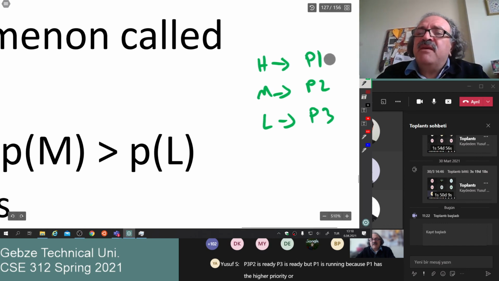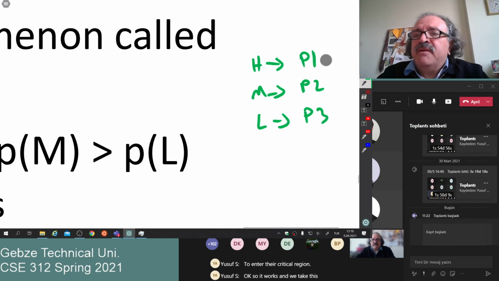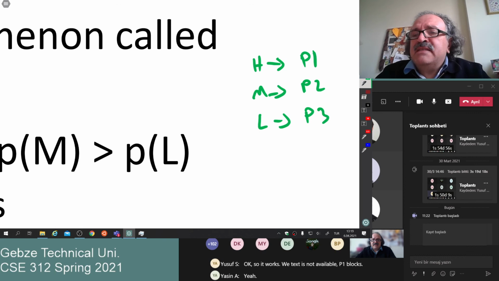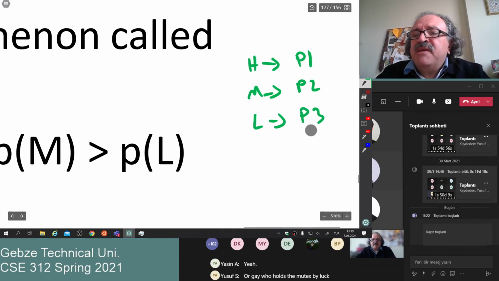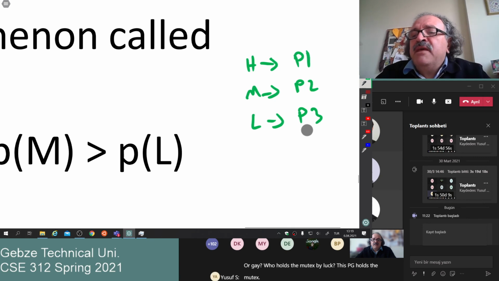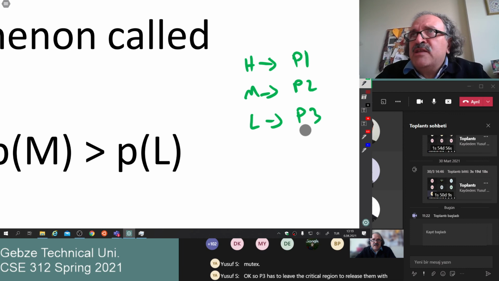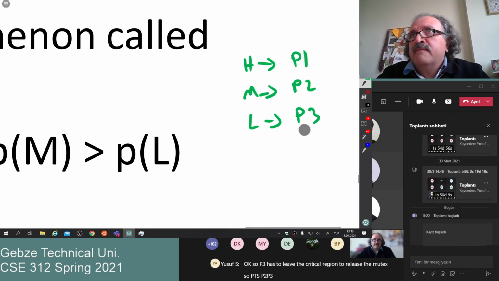P1 is running and P1 needs a mutex to enter a critical region, okay? So it blocks. The mutex is not available. P1 blocks. Who holds the mutex? By bad luck, P3 holds the mutex. So P3 has to leave the critical region to release the mutex, so P3 has to run.